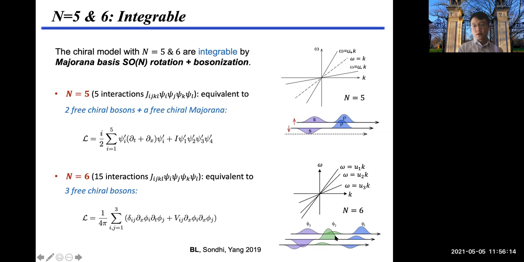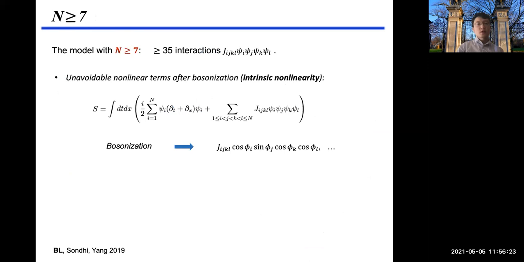The only difference is now there's some randomness in the eigenmodes of these chiral bosons, which are orthogonal. But things become interesting when n is equal to 7 or larger. So now we have interactions, at least the 35 interactions or more. And what we find is no matter what fermion basis you choose, after bosonization, you would always get some nonlinear terms in the boson fields.